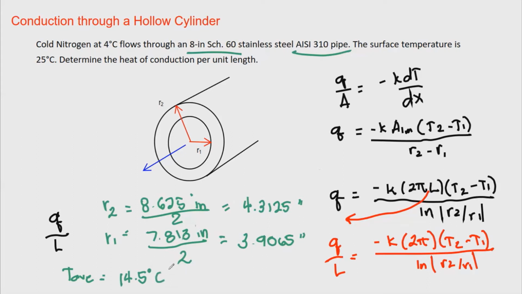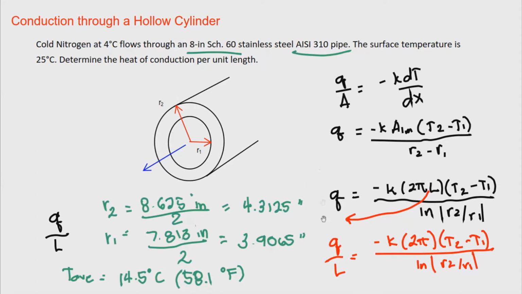Since that is the average temperature, let's simply convert this to degrees Fahrenheit, since our units here are in English. So we'll be solving this problem in English units. Upon conversion of 14.5 to degrees Fahrenheit, we get 58.1 degrees Fahrenheit. I will not be digging much deeper into your conversion skills. You can always review that and solve problems that involve conversion.